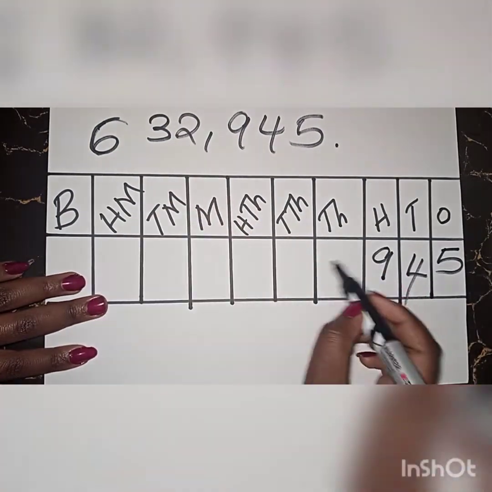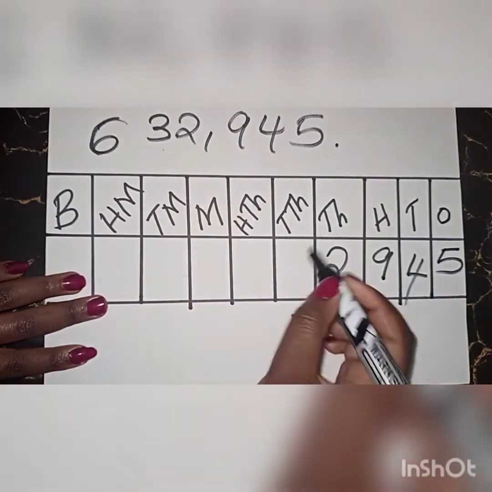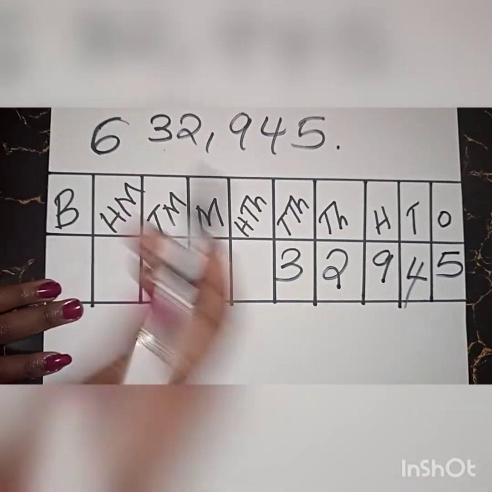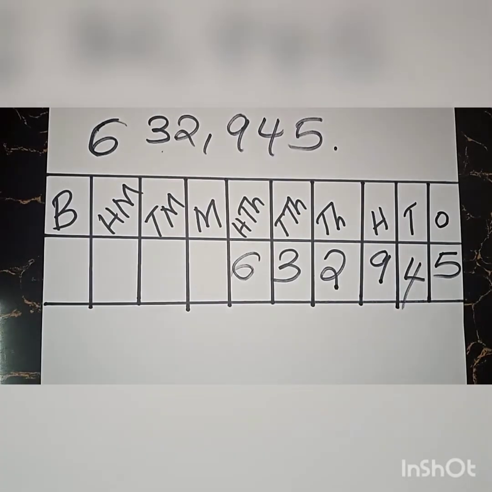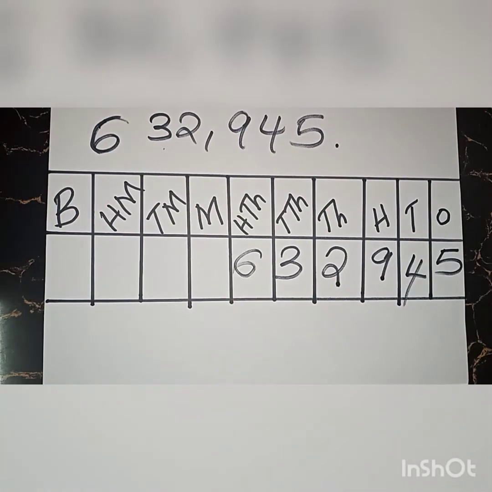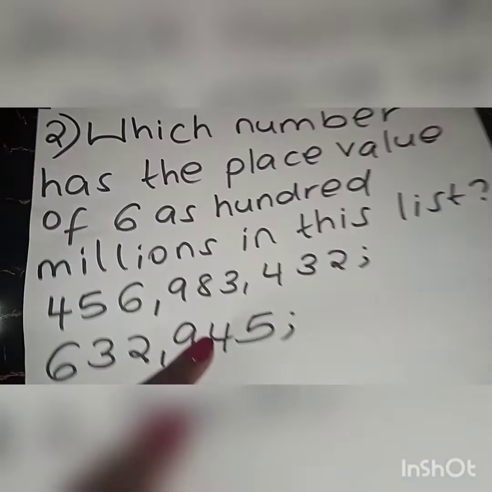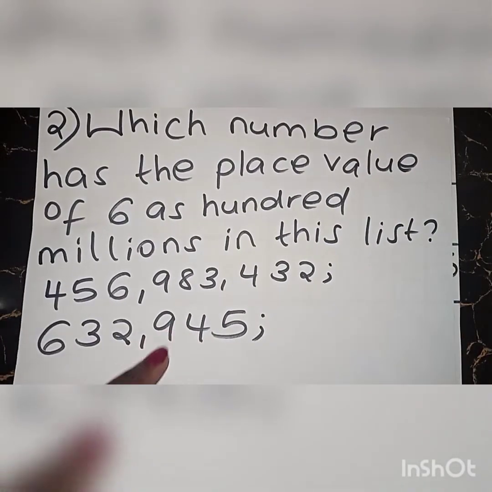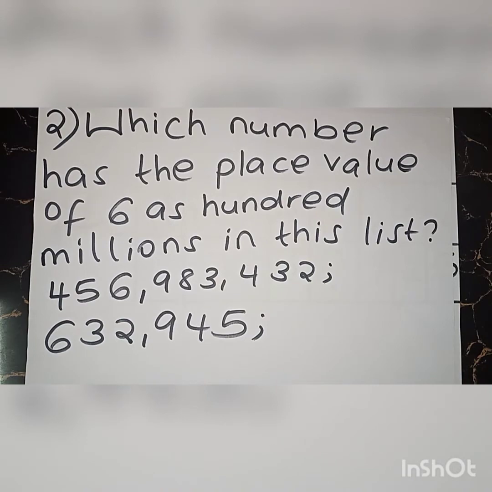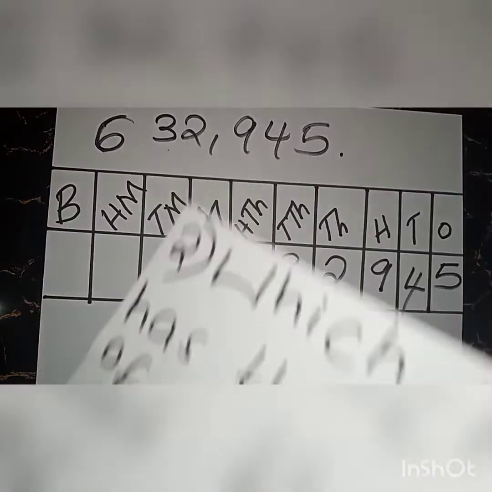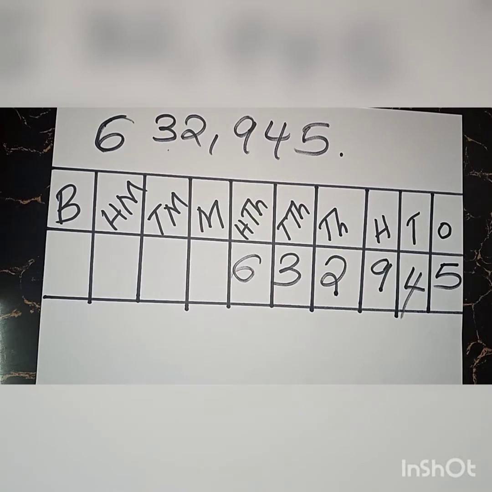place, 2 is in the thousands place, 3 is in the 10,000s place, and last but not least, our 6 is in the 100,000s place. Okay? So, and here we've seen that the place value of 6 in this number is 100,000. Okay? And what have we been asked? We've been asked to find the number that has the place value of 6 as 100 million. Okay? So that means that this number cannot be the answer, okay? Because the place value of 6 in this number is 100,000. Are we together?